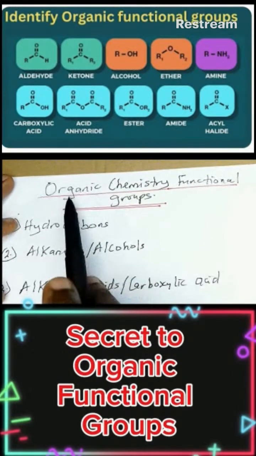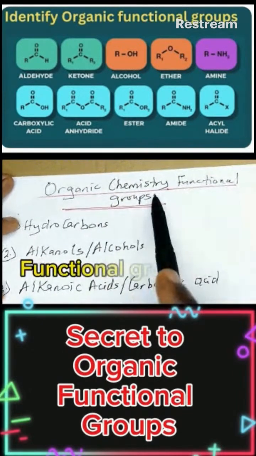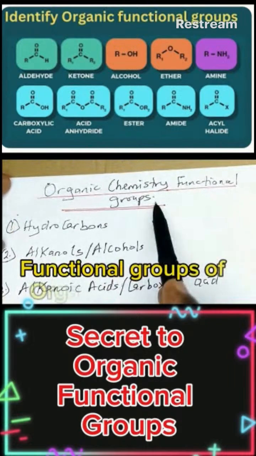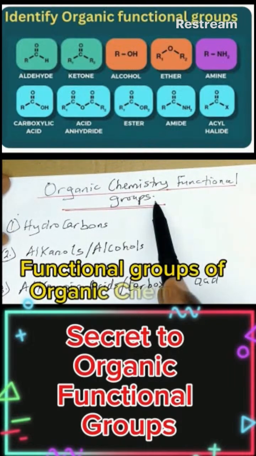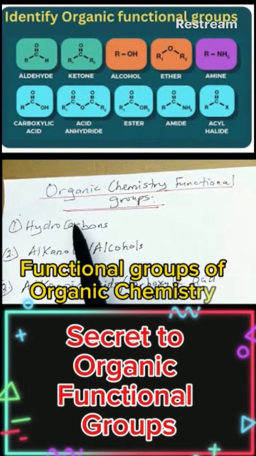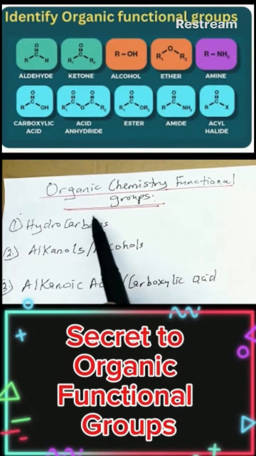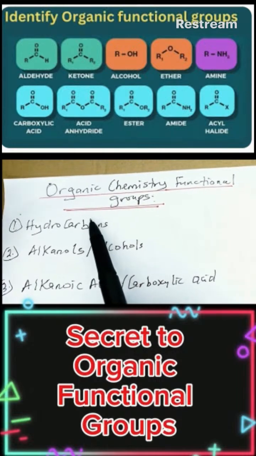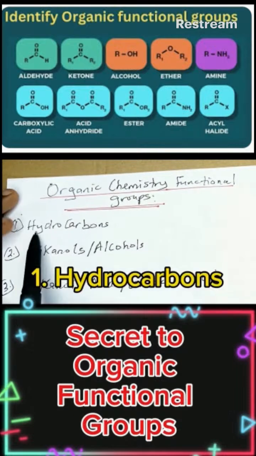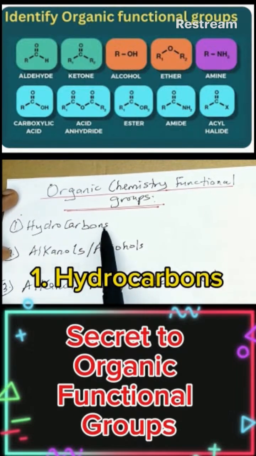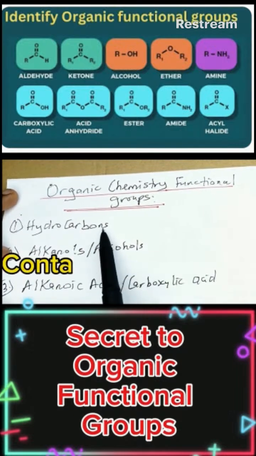Discussing organic chemistry functional groups. It is the functional groups of organic chemistry. I'll be talking about 9 different groups under organic chemistry, and how you can identify them easily. Very simple. The first one I'll be discussing here are the hydrocarbons. These are organic compounds that contain only carbon and hydrogen.